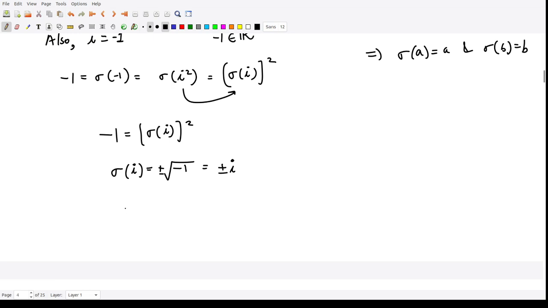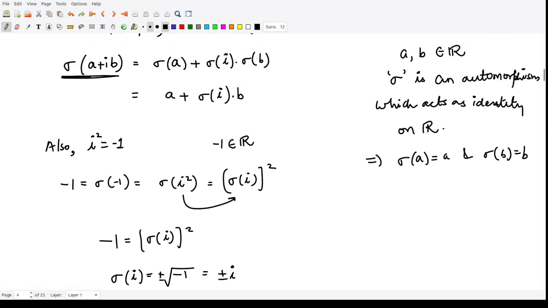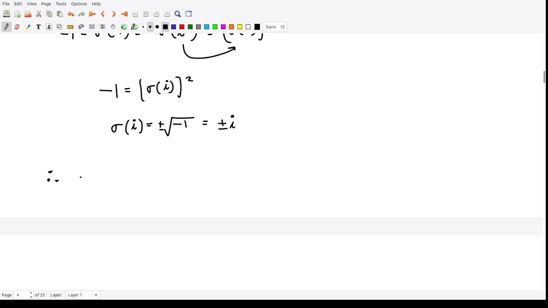So from here we can say that, using this expression, sigma of A plus iota B was equal to A plus sigma iota B, and the value of sigma iota is either plus iota or minus iota. Therefore, we can write sigma of A plus iota B either as A plus iota B, or as A minus iota B, right? So these are the only two possibilities.